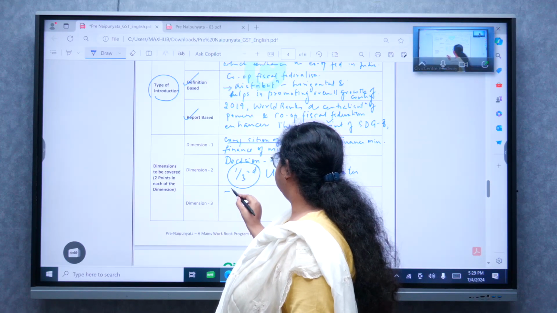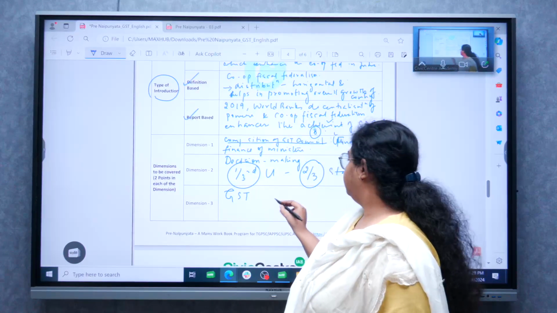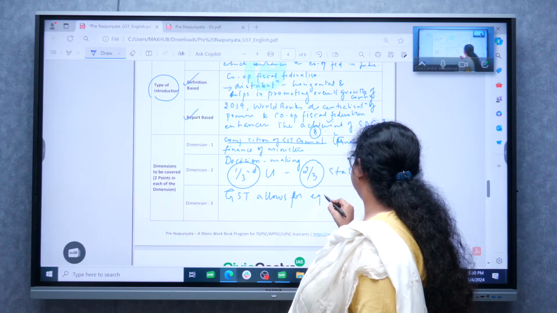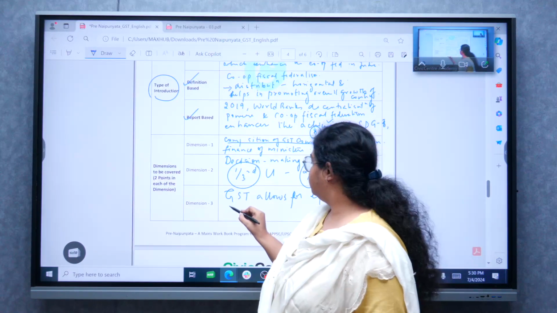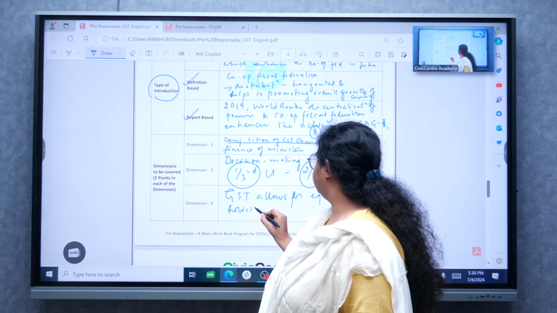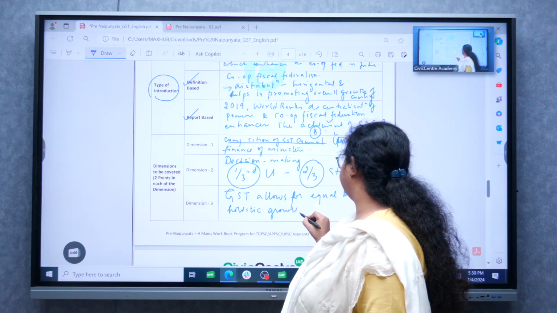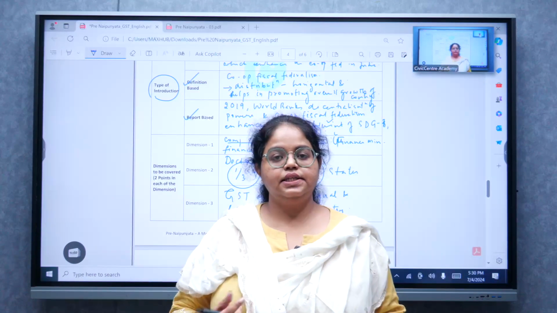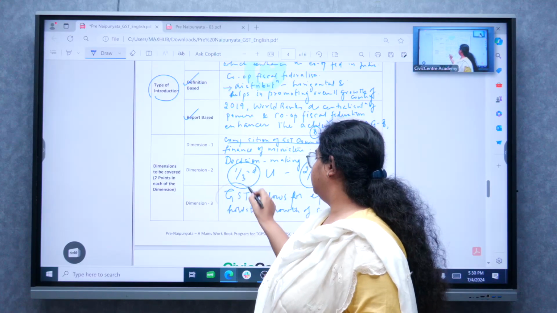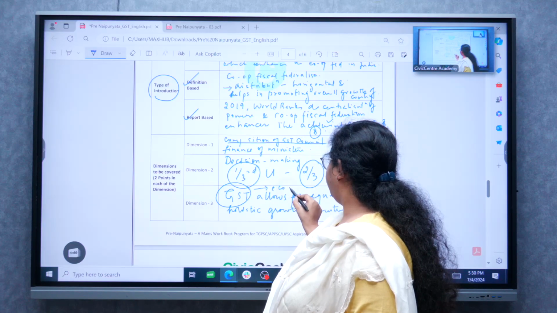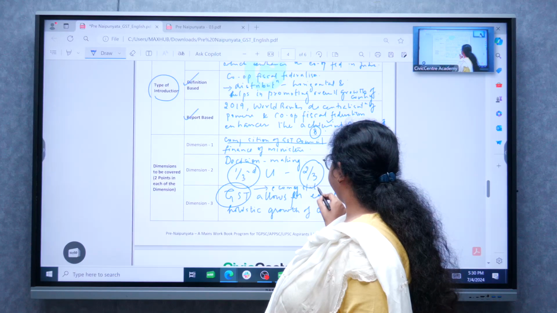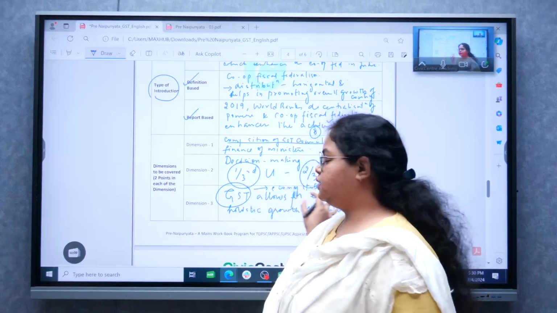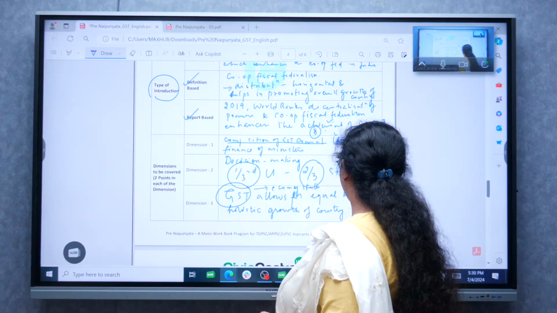Also, GST allows for equal and holistic growth of the country. How is this happening? This is happening because the higher economy states are contributing for the benefit of the lower economic states, right? All the taxes are collected and they are equally distributed among the states.